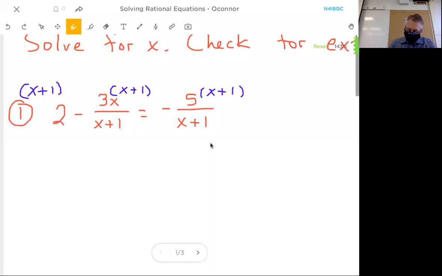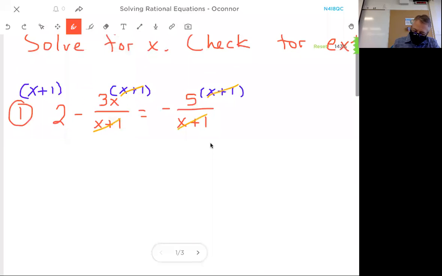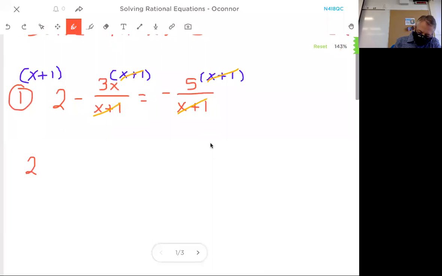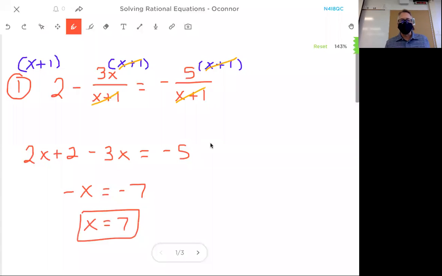So once we do that, in the middle, the x plus 1 cancels. On the right side, the x plus 1 cancels. And so what we're left with is 2x plus 2. So that turned into that. Minus 3x. That came down here. Is equal to -5. That -5 came down here. So all of our denominators are canceled out. So I will get everything together. I got -x equals -7. And so x comes out to be 7.